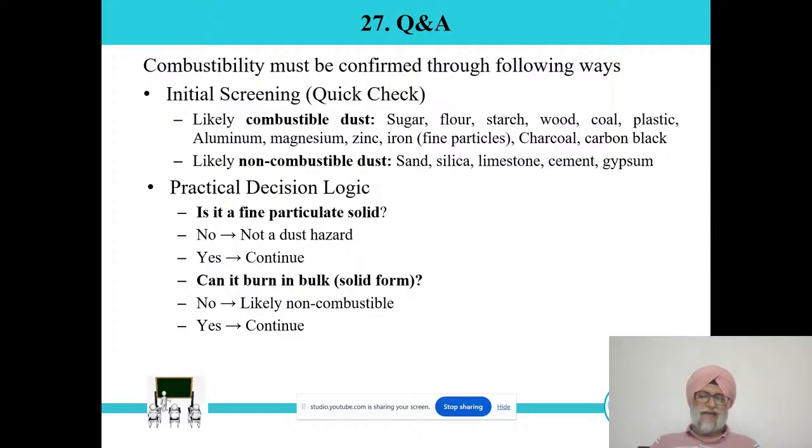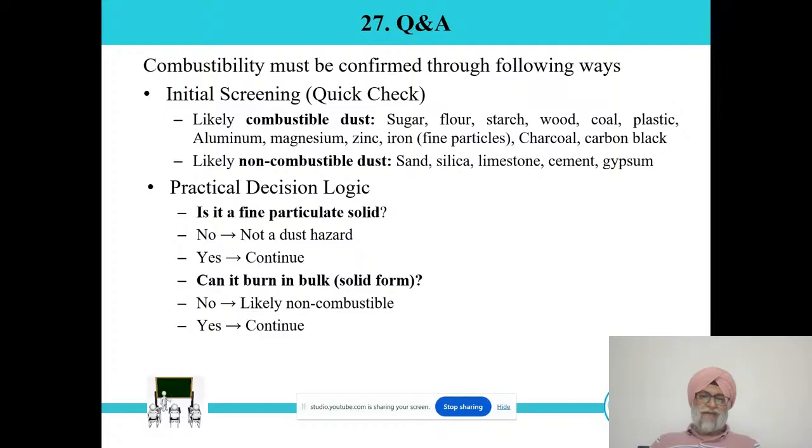Likely combustible dusts are sugar, flour, starch, wood, coal, plastic, aluminum, magnesium, zinc, iron, charcoal, carbon black. The names are listed in the NFPA. So NFPA is better if you want to understand likely combustible dust, and likely non-combustible dusts are also given as a list in the NFPA. You can refer to that. Likely non-combustible dusts may be sand, silica, limestone, cement, gypsum.